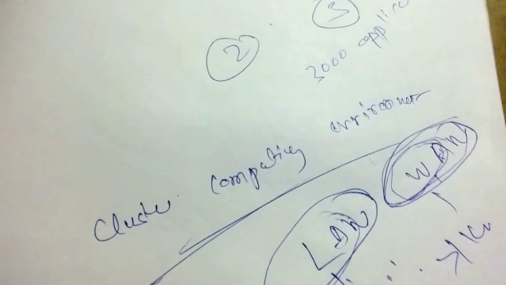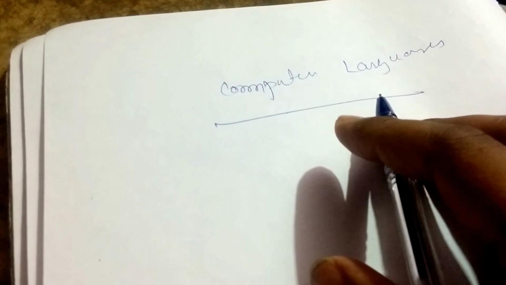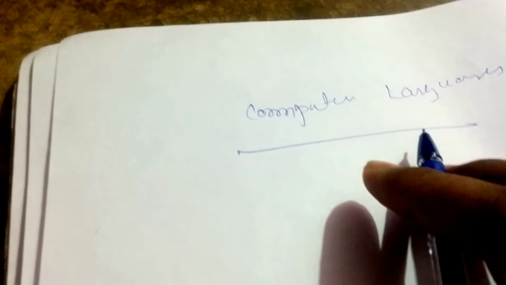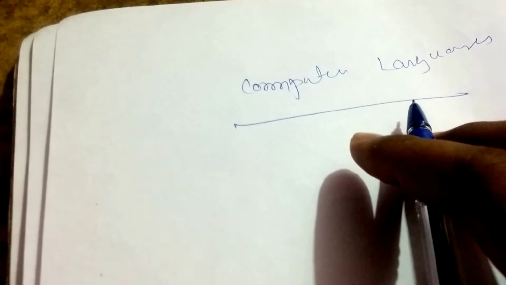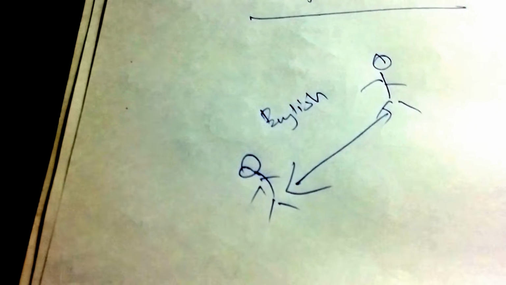Next, moving into the next topic of your syllabus, computer languages. See, what does the computer language actually mean? A computer understands a certain language, right? In order to communicate with another person, let's suppose I know English. The other person whom I know also knows English. So we can both communicate with each other using the common language English.